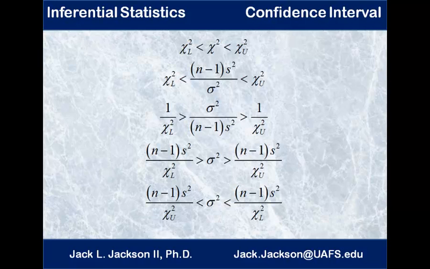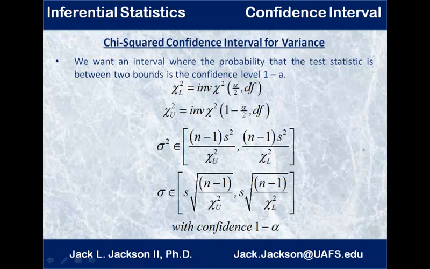One thing that's a little tricky about this, not necessarily that tricky, is this reciprocal thing, reversing the inequalities. It gave us something interesting: the chi-square upper from the basic picture is actually used to find the lower side of our confidence interval, and the chi-square lower is used to find the upper side. But anyway, we now have a formula for finding our confidence interval for sigma squared, the variance.